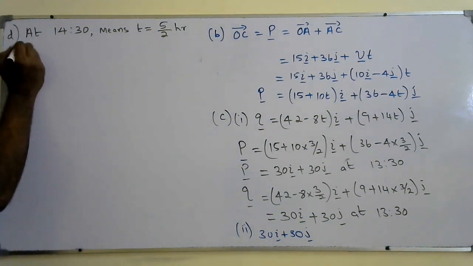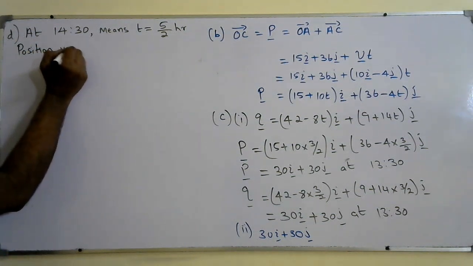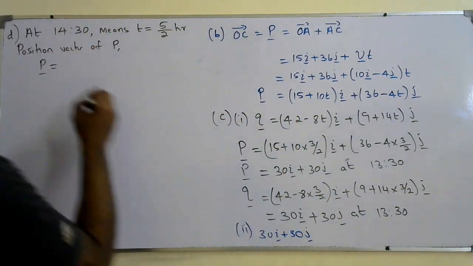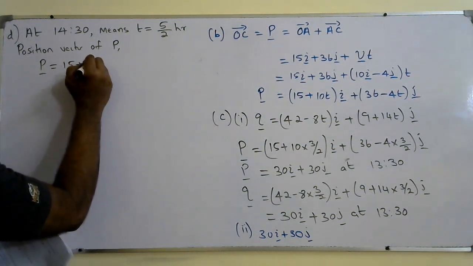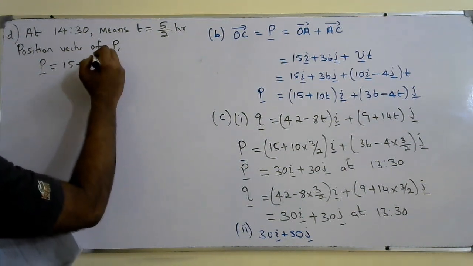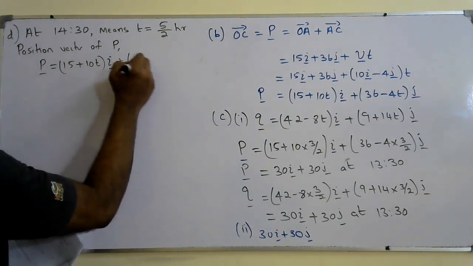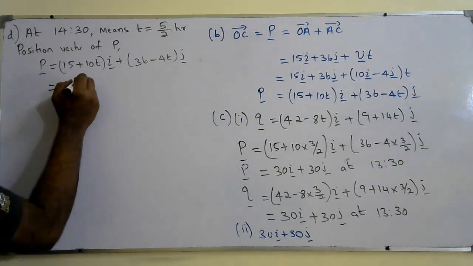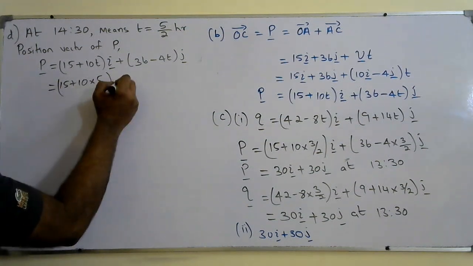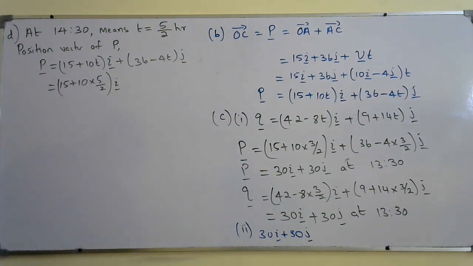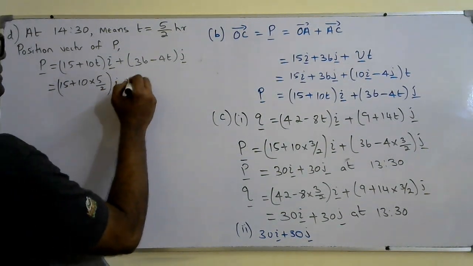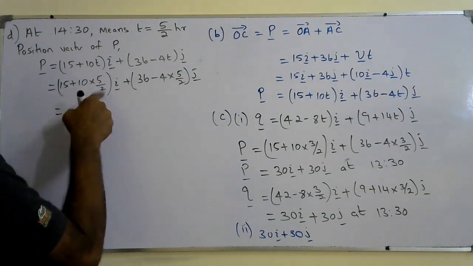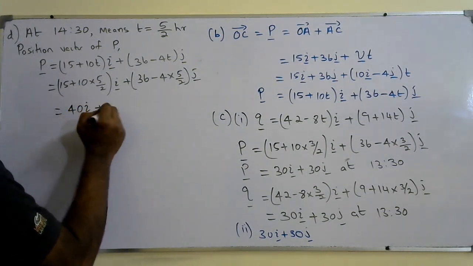So the position vector of P, we use this equation: 15 plus 10t I plus 36 minus 4t J. Substituting t is 5 by 2, 15 plus 10 into 5 by 2 I plus 36 minus 4 into 5 by 2 J, so it will be 40 I plus 26 J.